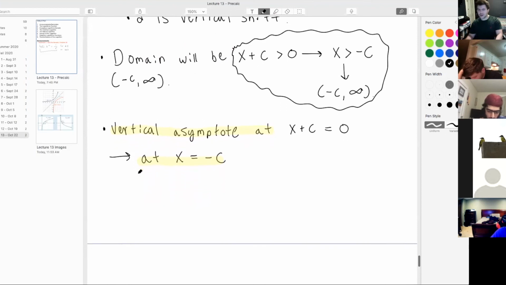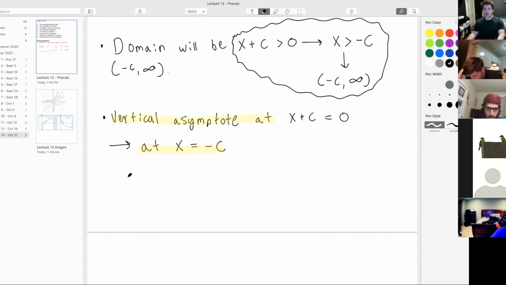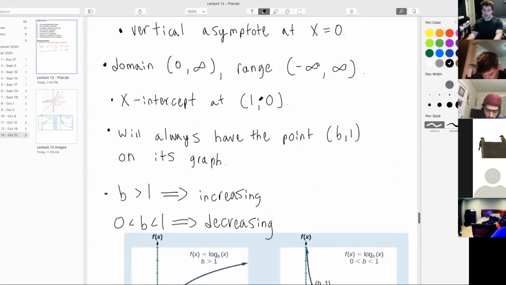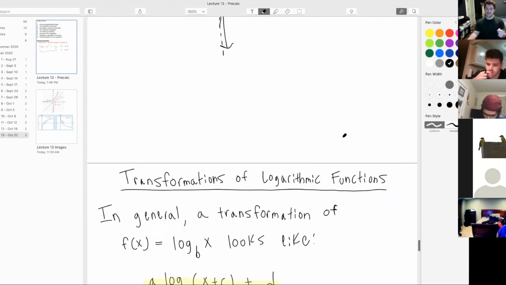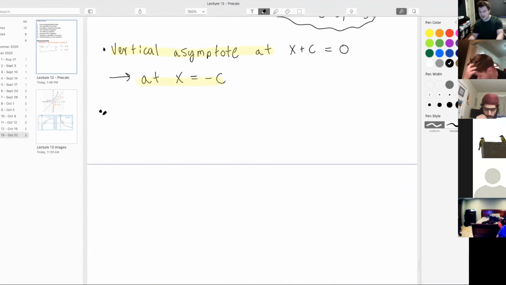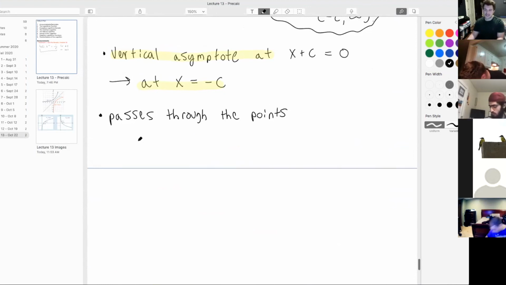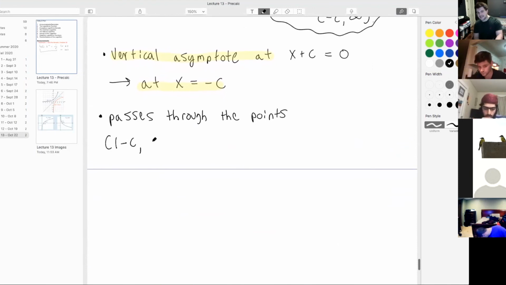Good. And here is what I think is the most interesting. Do you remember up here when we did properties of the graph, we had the two points (1, 0) and (b, 1)? What are those two corresponding points on the transformation? This looks really cool and comes out kind of nice. So this passes through the points (1 minus c, d) and the second one, (b minus c, a plus d).